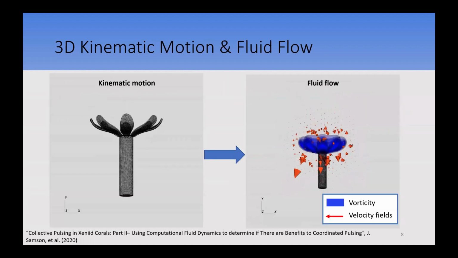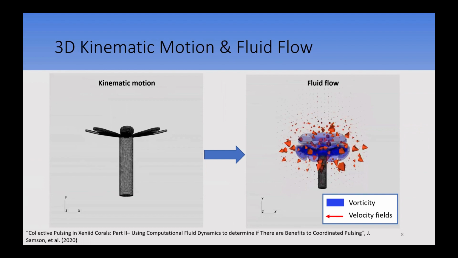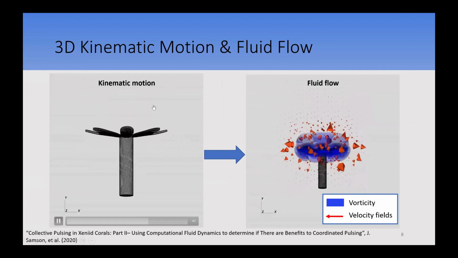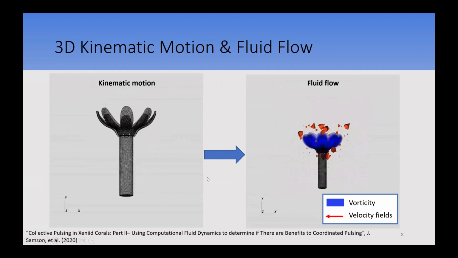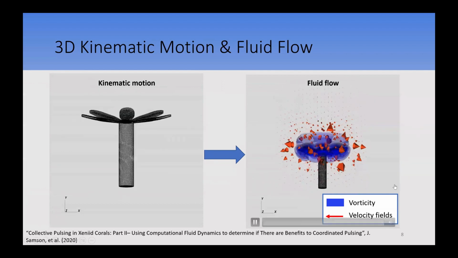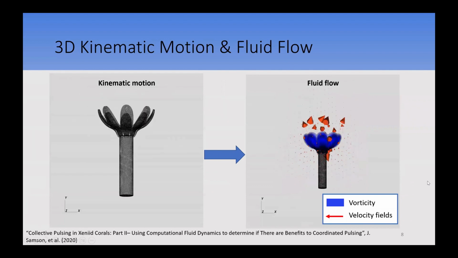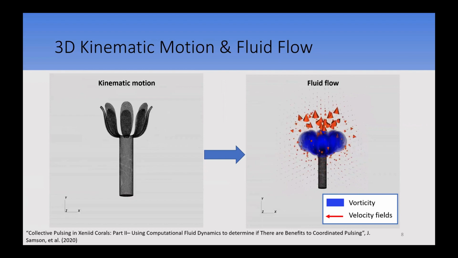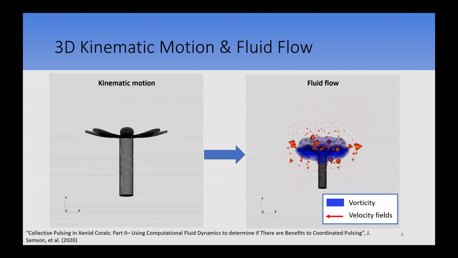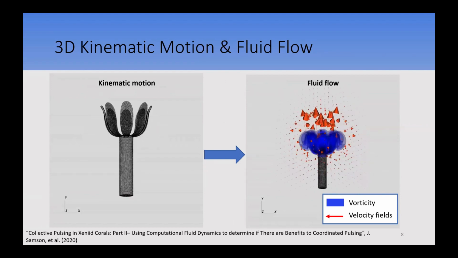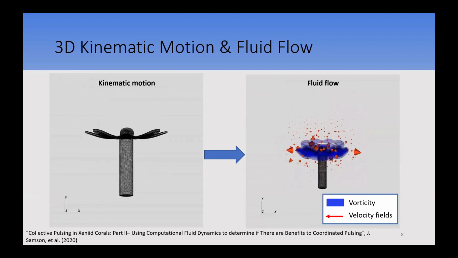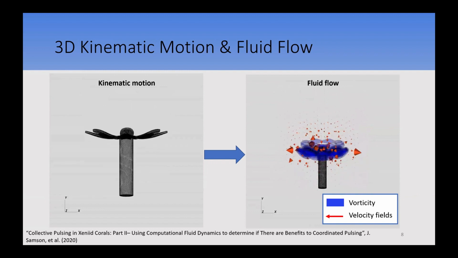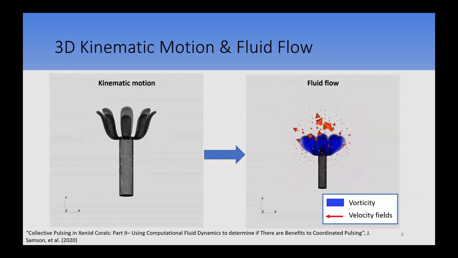So now that we've gone over some of this background, we can actually get into the coral kinematics and fluid flow. In this video here, we can see the kinematic motion from one of our coral simulations. And then this video shows the resulting fluid flow. The red arrows tell us the velocity fields that occur from the pulsing of the corals. Here we can see that when the coral is contracting and moving in this upward motion, our velocity fields are also moving in an upward motion. But then when the coral starts to expand, so moving back down, the velocity fields also start to go downward.